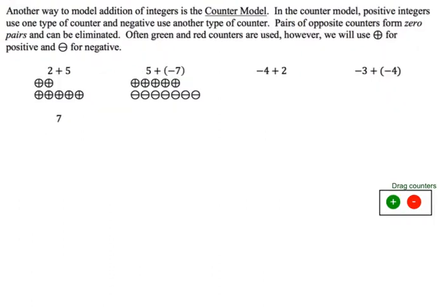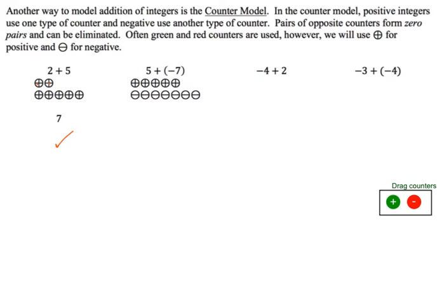The counter model. In the counter model, positive integers use one type of counter and negative integers use another type of counter. Pairs of opposite counters form zero pairs and can be eliminated. Often green and red counters are used. However, we can use the circle plus for positive and the circle minus for negative. Okay, this first one's already done. You can see that 2 positives and 5 positives make 7, and it's positive.